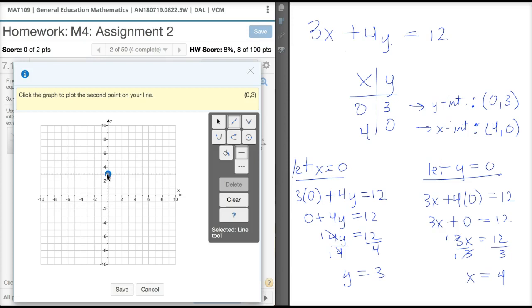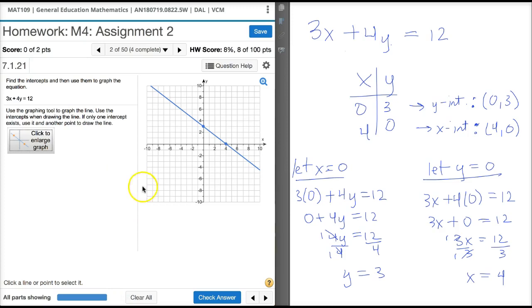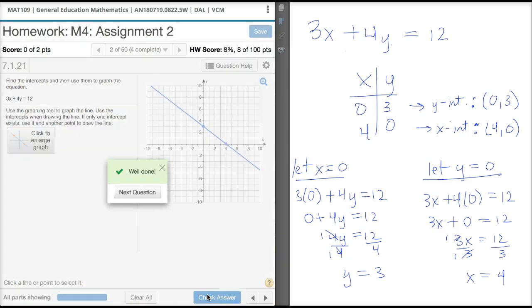Now, after we do that, do you see how the directions say click the graph to plot the second point? So our second point is the point (4, 0). Starting here again, (4, 0) tells us go 4 units in the positive x direction, and no units in the y direction. And so we're here, we have a line, save, check our answer, and we're good to go, okay? So that is one way to graph this particular line, okay?